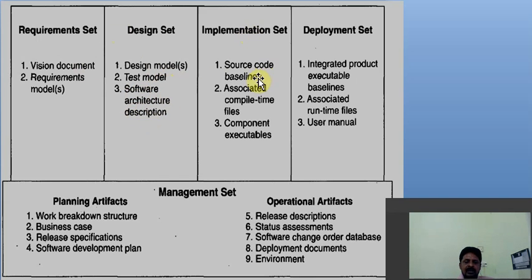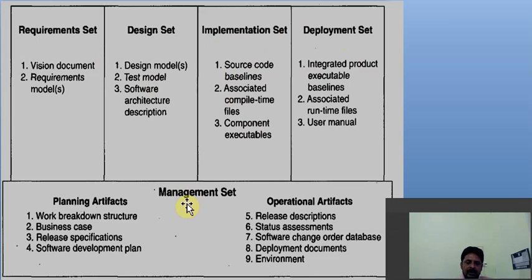Implementation set: source code baseline, the baseline of the code, and associated compile-time files. What are the files we are using associated with it? Component executables, the components that are executable. Next, coming to the deployment set: integrated product executable baseline, associated runtime files, and the third one is the user manual. These are the different points we need to take into consideration in these four sets.